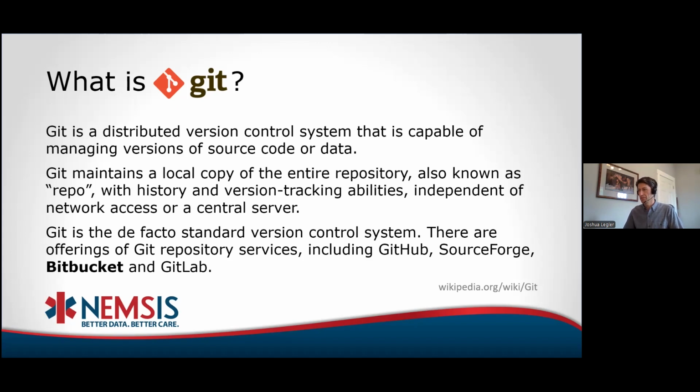Git is the de facto standard version control system. There are offerings of Git repository services, including GitHub, SourceForge, Bitbucket, and GitLab. So Git itself is the version control system, the software. And then there are different services that you can go to on the internet that offer some kind of Git repository service. And so if you've heard of GitHub, that's an online service that hosts Git repositories. Or if you've heard of GitLab or SourceForge, they all host Git repositories. I've highlighted Bitbucket because that's the particular tool that the NEMSIS TAC uses to host their Git repositories.